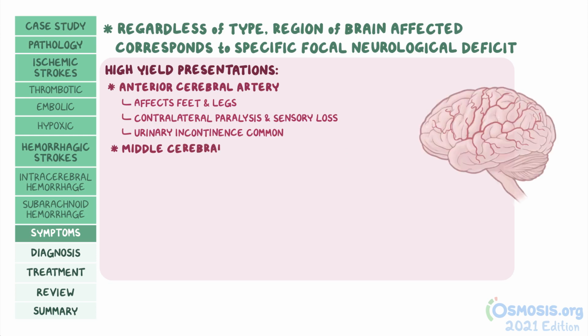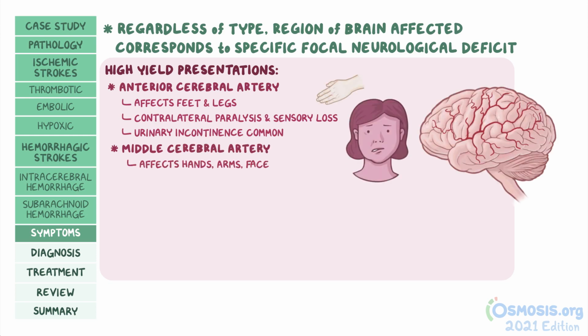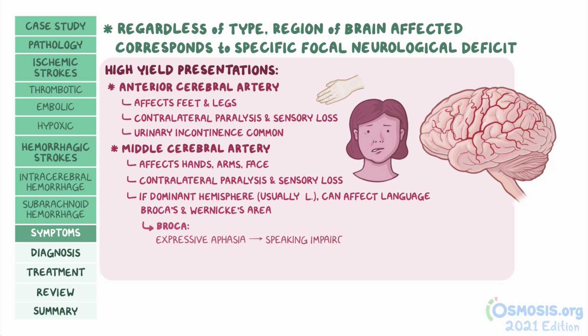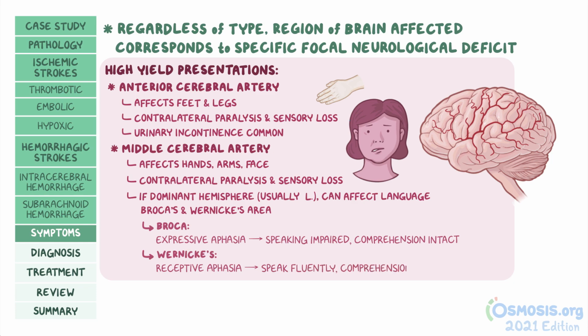Whereas the middle cerebral artery stroke affects the cortical homunculus for the hands, arms, and face, causing contralateral paralysis and sensory loss of the hands, arms, and face. In addition, if it involves the dominant hemisphere, which is usually the left, it can affect the language centers, so Broca's and Wernicke's area. If the Broca area is affected, there's expressive aphasia, meaning that speaking is impaired while comprehension remains intact. On the other hand, if the Wernicke's area is defective, there's receptive aphasia, which means that you can speak fluently, but comprehension is impaired.